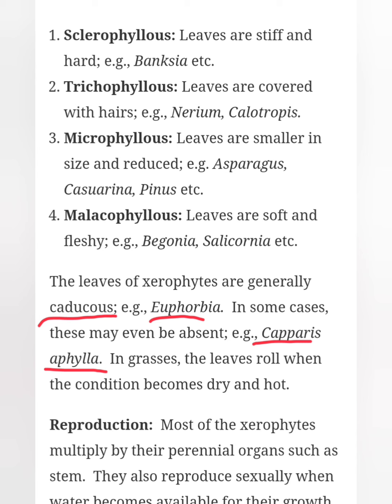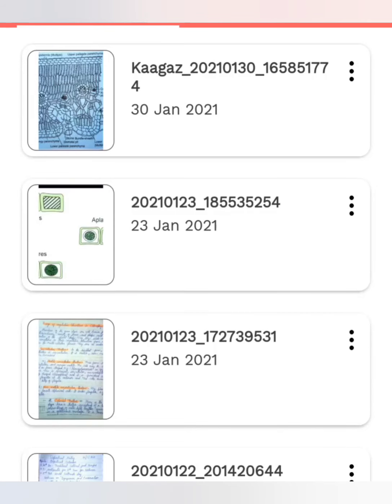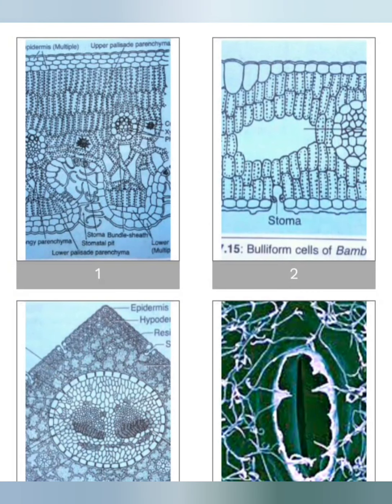Okay, we have seen the habit, the roots, the stems, and the leaves. Now the next part that we are going to discuss is the anatomical adaptation. Coming to the anatomical adaptation, at cellular as well as tissue levels, the xerophytic plants develop many anatomical adaptive features which help them cope with the extreme environmental conditions, especially to reduce the water loss from the plant.